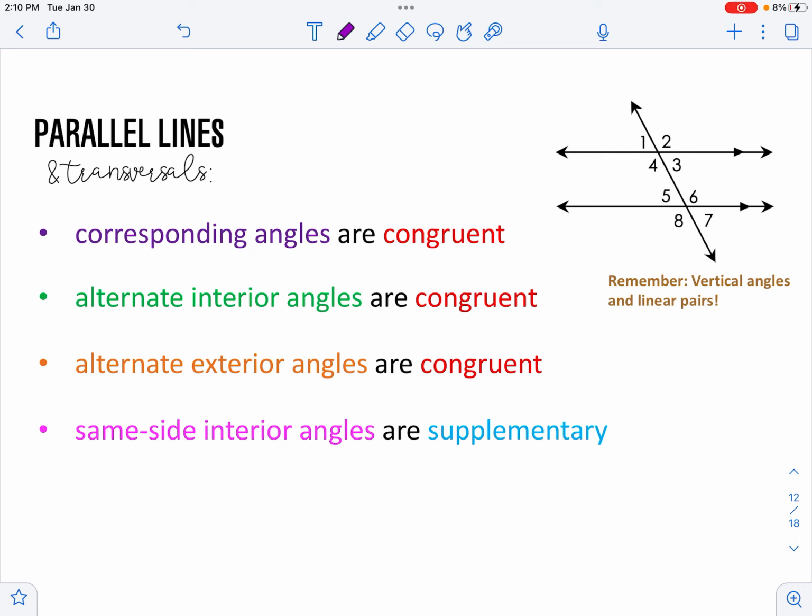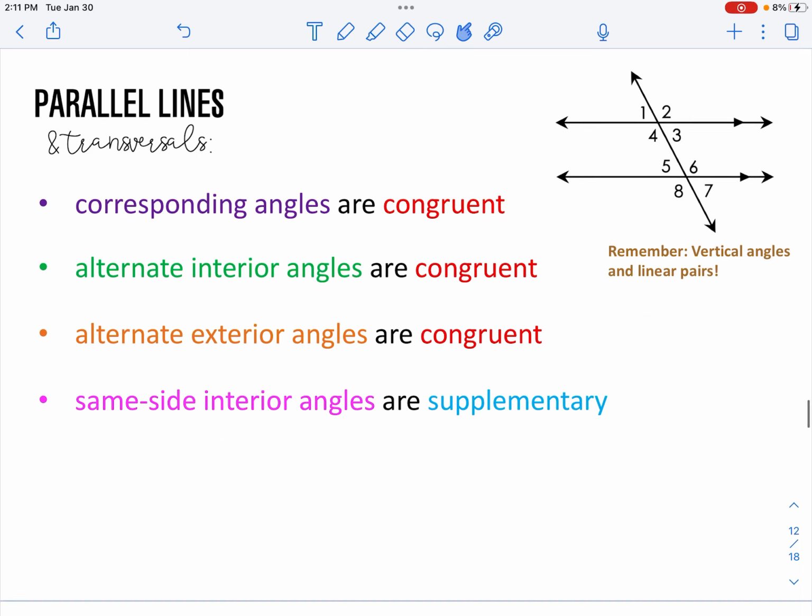And then same side interior angles are supplementary. This would be like 3 and 6. Those are same side interior angles, and they're supplementary, meaning they add to 180 degrees. So that we discussed in part 1. And then just as a quick reminder, vertical angles are congruent, and linear pairs are supplementary. So just keep that in mind as you're looking to find things as well.